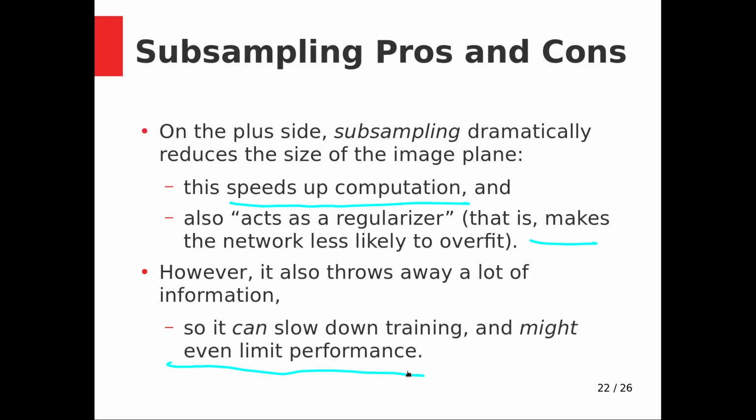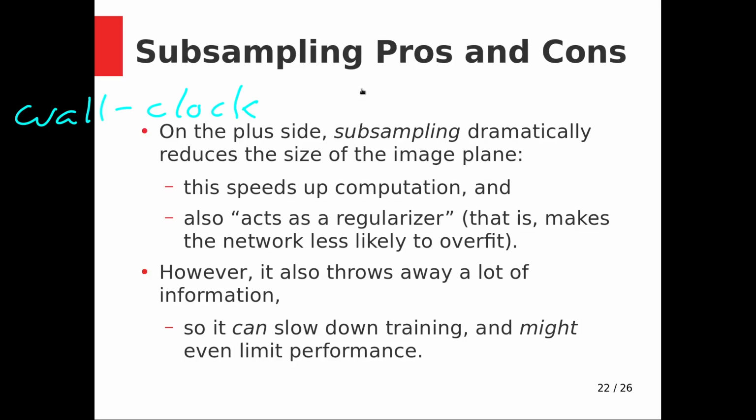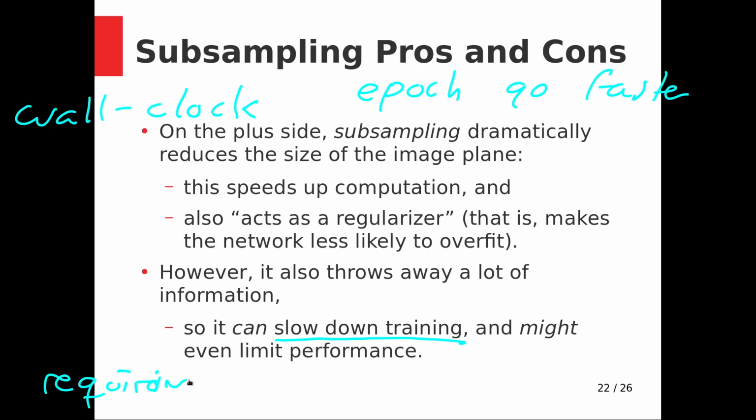Also, I would like to point out that I'm kind of using two different notions of speed here. When I say speed up computation, I am more talking about wall clock time, right? I am more talking about making an individual epoch go faster, right? Take less time. When I'm talking about slowing down training, I'm more talking about requiring more epochs. Needing more passes through the training data to adequately train, right?